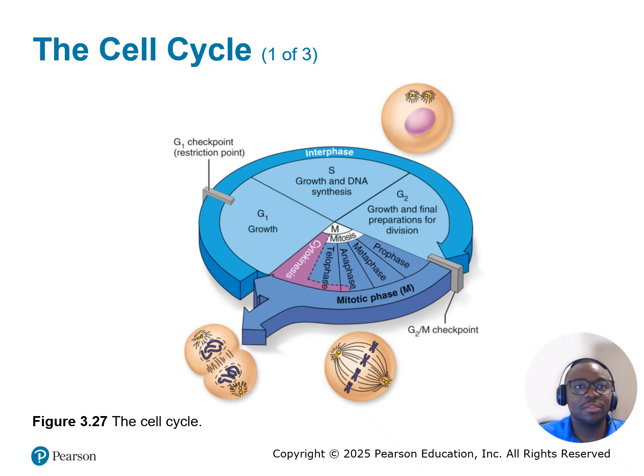The mitotic phase consists of mitosis and cytokinesis. Mitosis is division of the nucleus and divided into four subphases, namely prophase, metaphase, anaphase, and telophase. Cytokinesis is division of the cytoplasm and typically begins during late anaphase and is completed after mitosis ends.